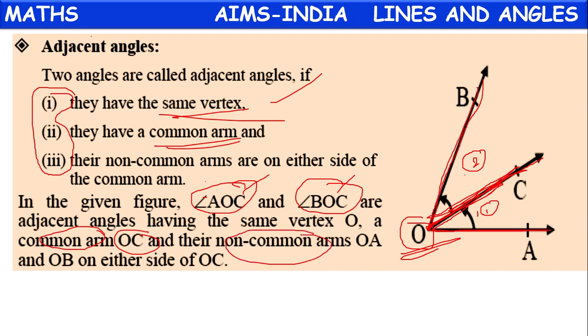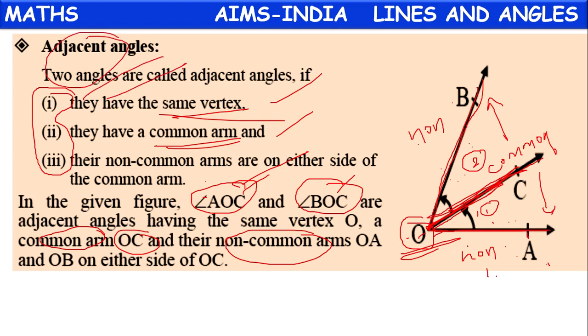What about the non-common arms? OA is non-common, OB is non-common. How are OA and OB? Here, OC is common. To the upper part of the common arm, one non-common arm is there. To the bottom part of the common arm, the other non-common arm is there. So they are situated on either side of the common arm. So the three points are satisfied, and these two angles, AOC and BOC, are said to be adjacent angles.